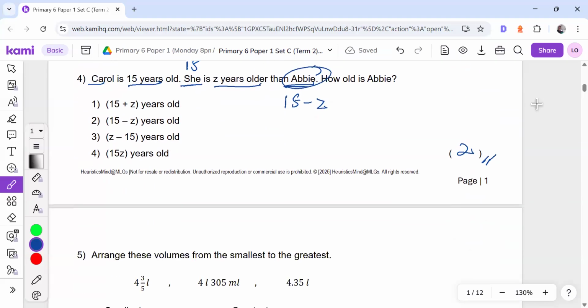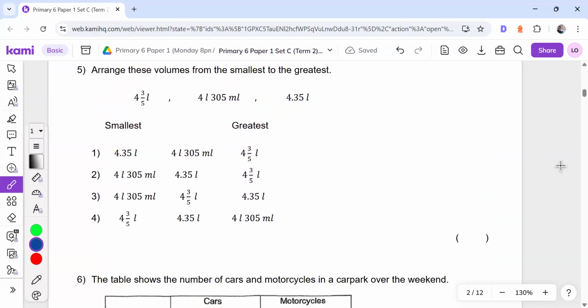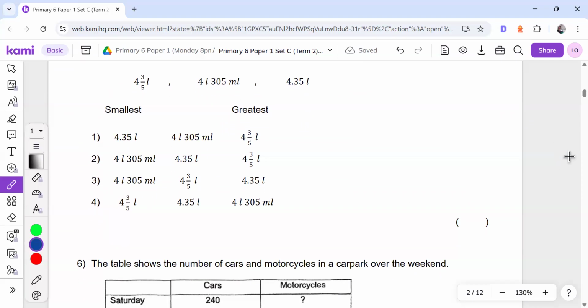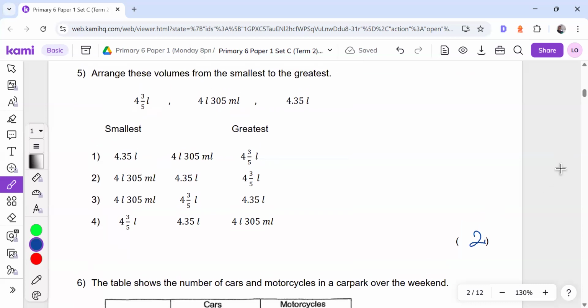You can add your marks below and put down the marks below. Then later you add up all the marks. Okay, question number 5. The answer is number 2. Okay, if you get it wrong, it's because you didn't change them into all the same.